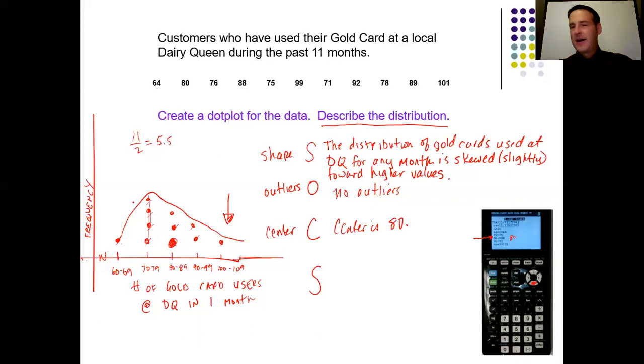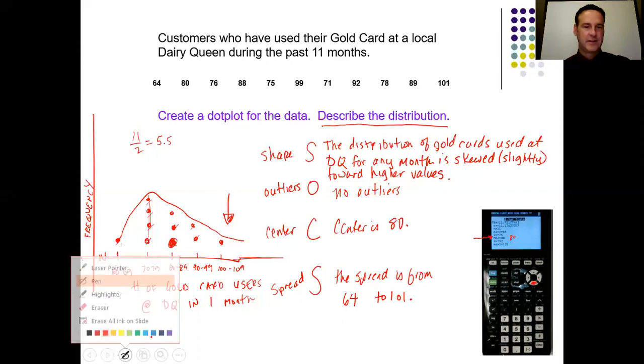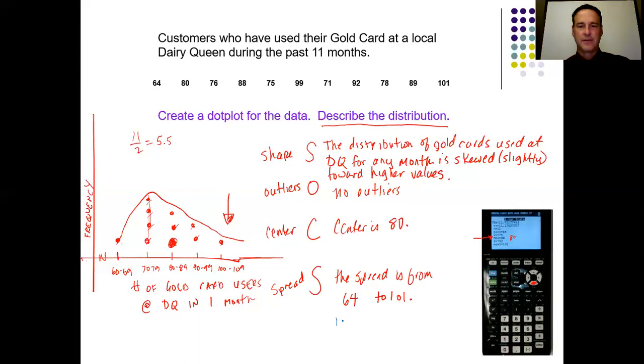Okay. All right, the last one is my favorite because it's super easy. Okay, and it's just the spread. And you just write that, the spread is from, okay, and we're going to pick the lowest value. The lowest value in my 60s was 64. Okay, and then we're going to go to the highest value, which is 101. Okay, and again, I like this because you don't have to subtract. Okay, so do not subtract.